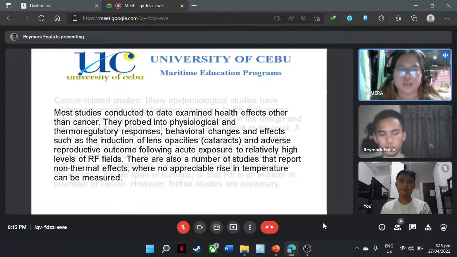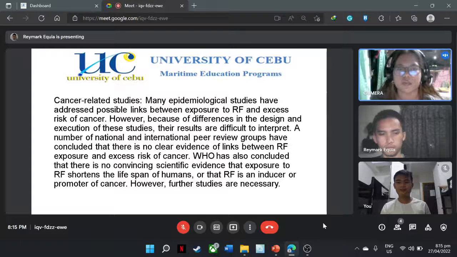So, the studies conducted to examine the negative effects of the radar to our health. One of the examples is the cataracts.